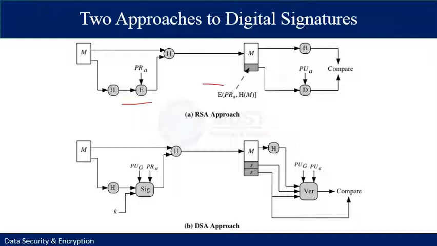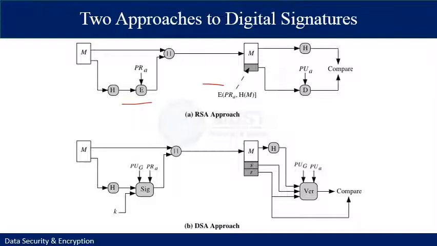the sender's public key to decrypt the signature. So if the calculated hash code matches the decrypted signature, the signature is accepted as valid. Because only the sender knows the private key, only the sender could have produced the valid signature.